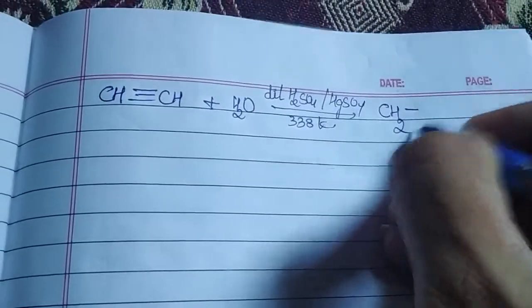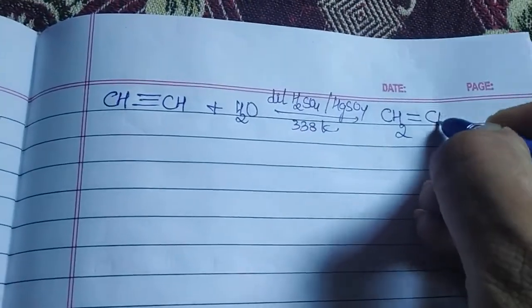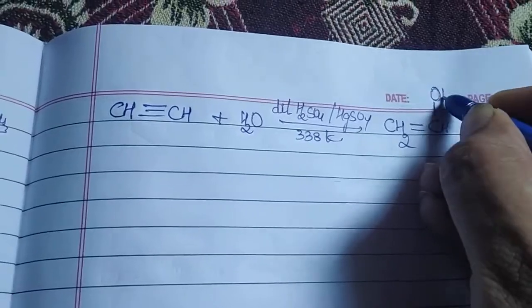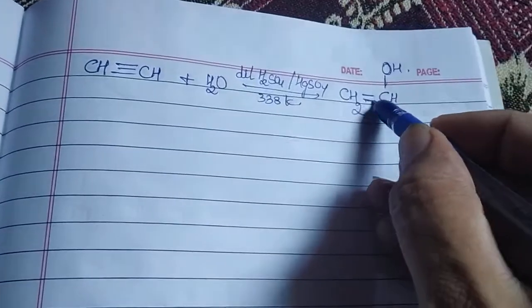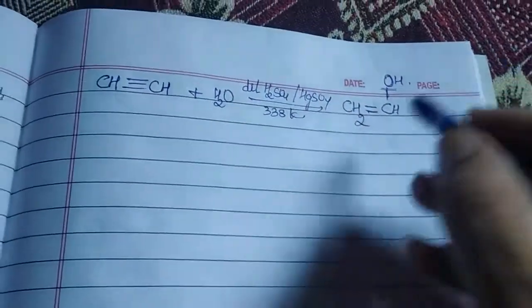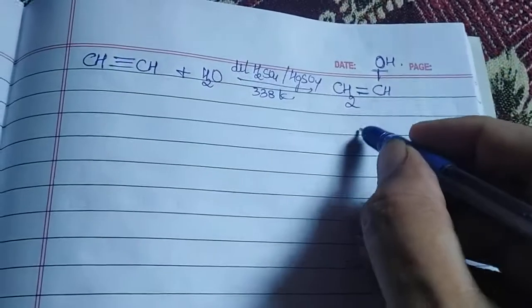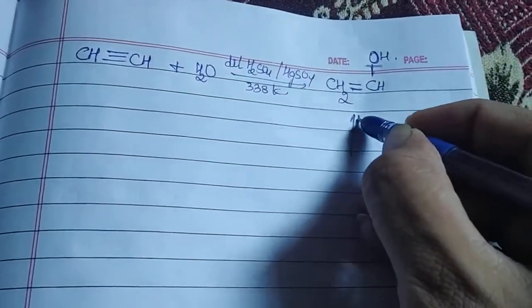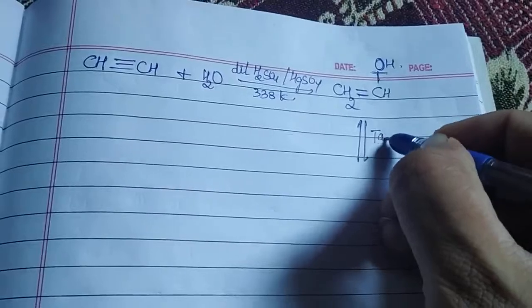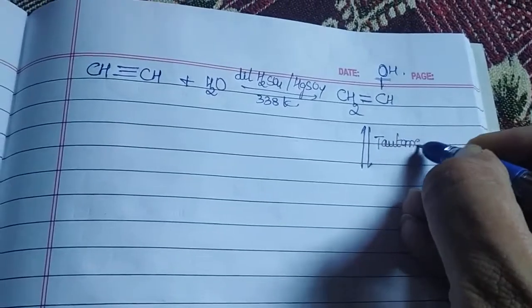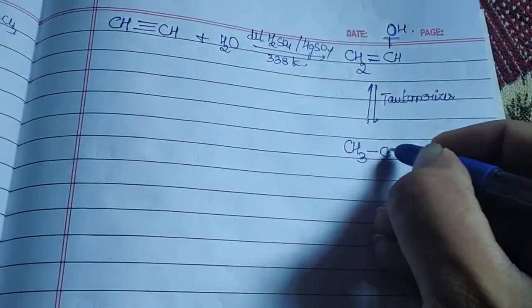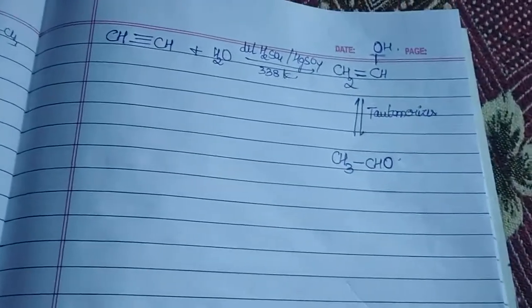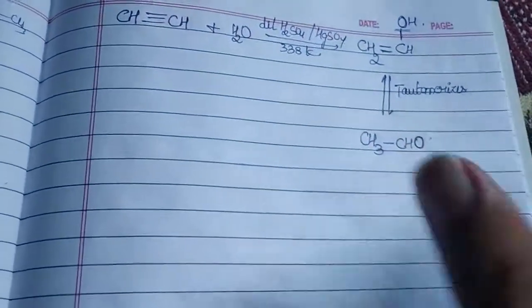CH2 double bond CHOH. First you will be getting it like this: an enol compound, having an ene and an ol. Remember, whenever you get this enol structure, as I have mentioned in my first year itself, it automatically tautomerizes. The tautomerization process gives you carbonyl compounds. In this case, it gives you the aldehyde CH3CHO. First understand what tautomerization means.